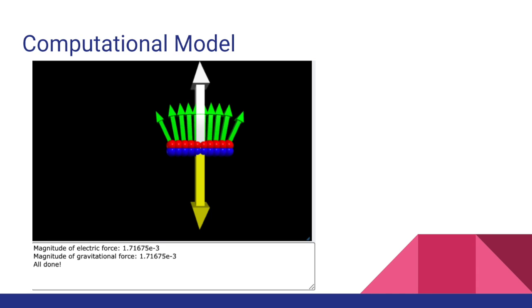This is the computational model produced by my code. The line charges for the top and bottom tapes are represented by the red and blue spheres respectively. The electric field at each point charge on the top tape is represented by the green arrows. The white arrow represents the electric force acting on the top tape, and the yellow arrow represents the gravitational force acting on the top tape. As you can see, these two arrows are of equal magnitude but in opposite direction. It is important to have correct scale factors for the electric field arrows and the force arrows.